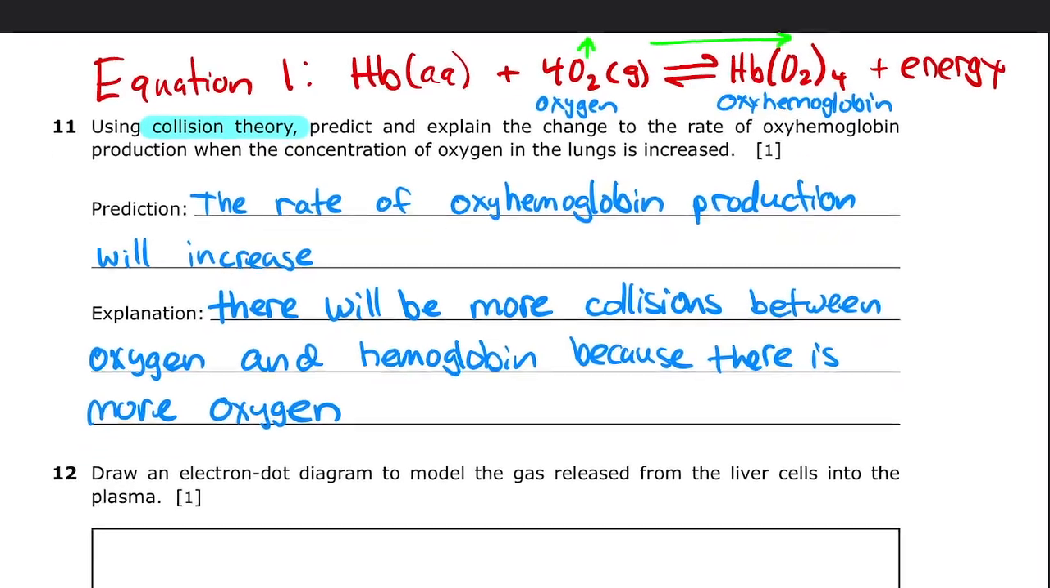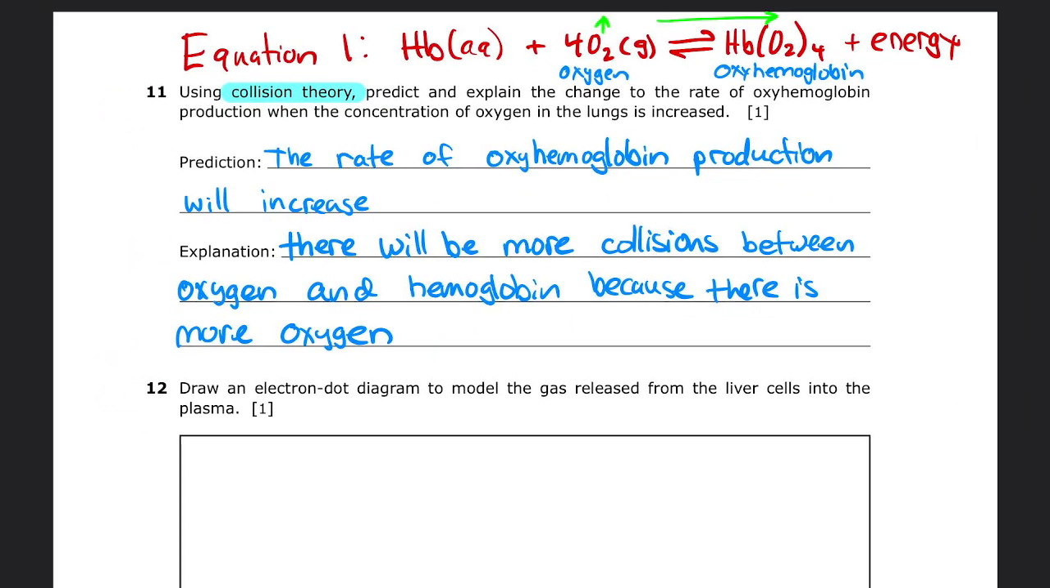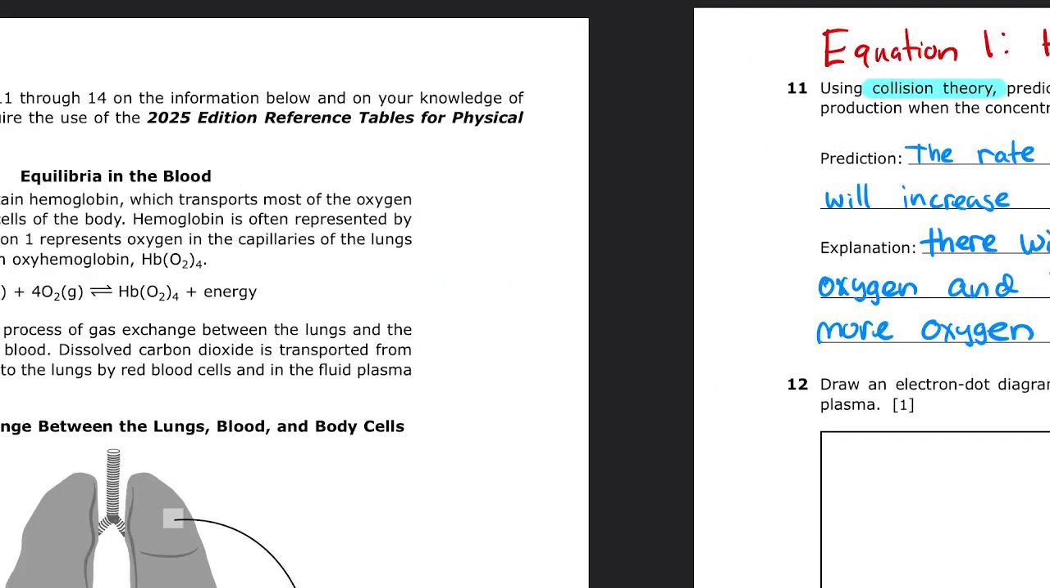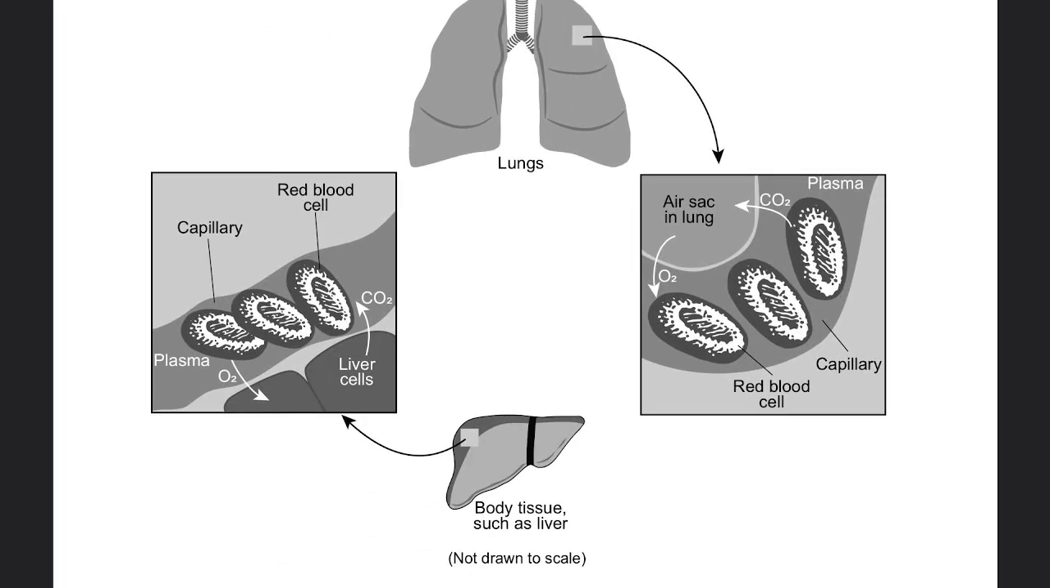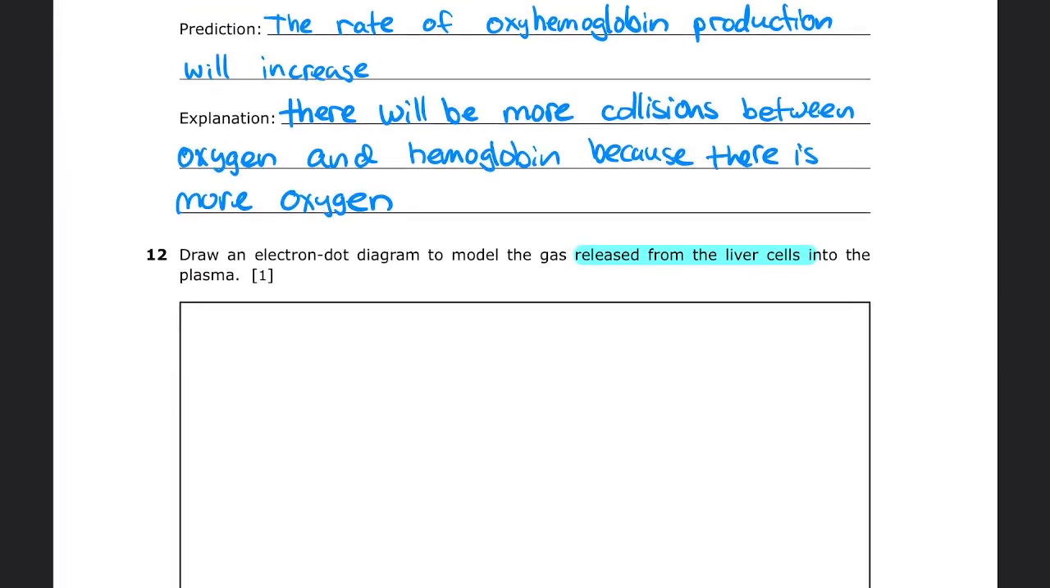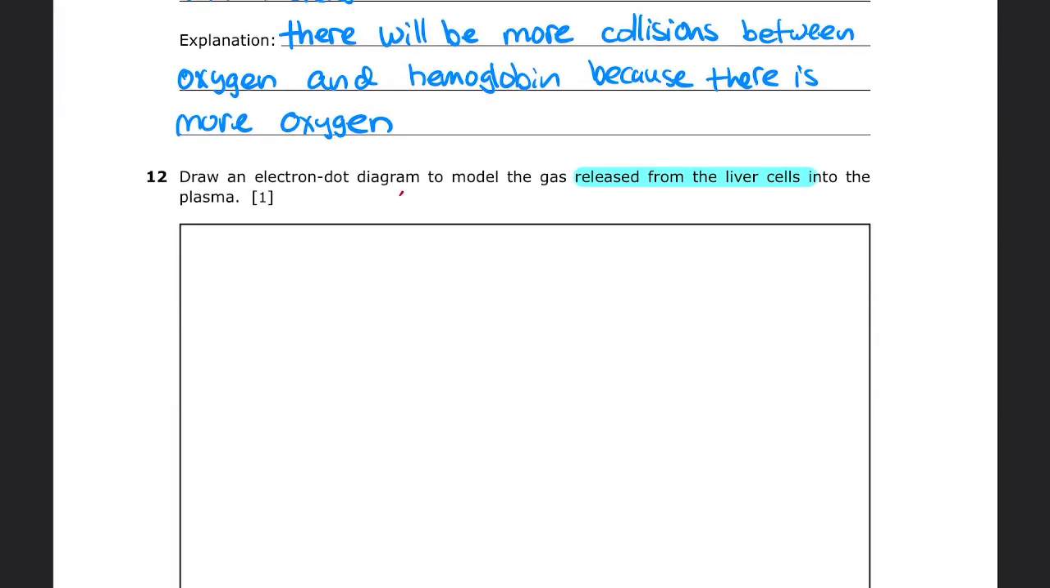All right, for question number 12, it says, draw an electron dot diagram to model the gas that is released from the liver cells into the plasma. So we don't know what that gas is. Maybe you remembered it. I don't remember it, so I have to go back to the figure, which is what you should be doing on the test. If we're looking at the gas that's released from the blood cells, hopefully we can notice right here, CO2 gas is being released. So in other words, this question is asking you to draw a Lewis dot diagram for CO2.